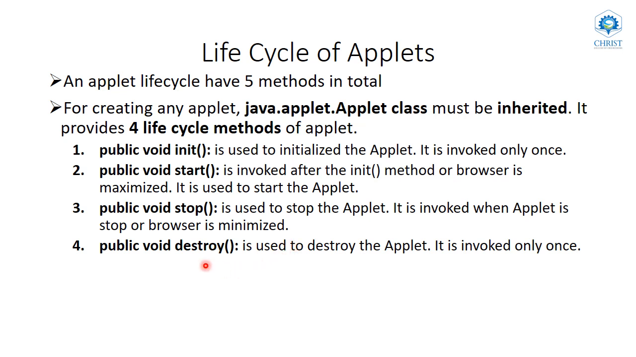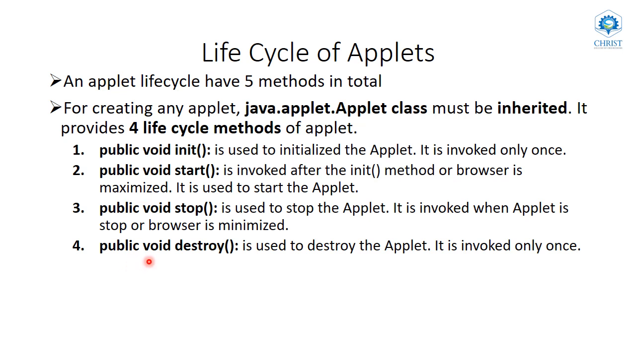Then the fourth method is destroy. The destroy method is used when we close the browser window. Say we are closing the applet, at that time we have to destroy the applet forever. So we'll call this destroy method. This method will also be invoked only for one time. So among 5 methods, we discussed the 4 methods.